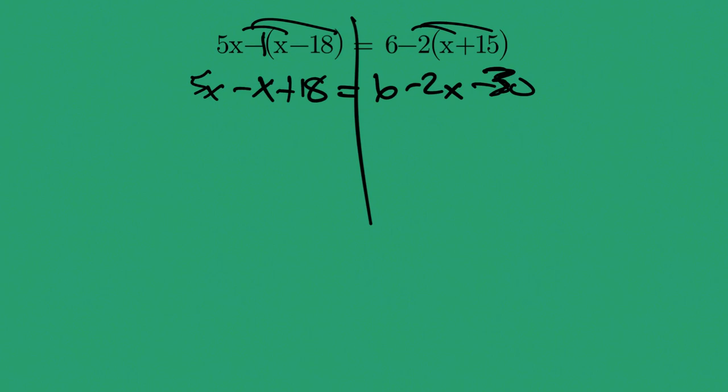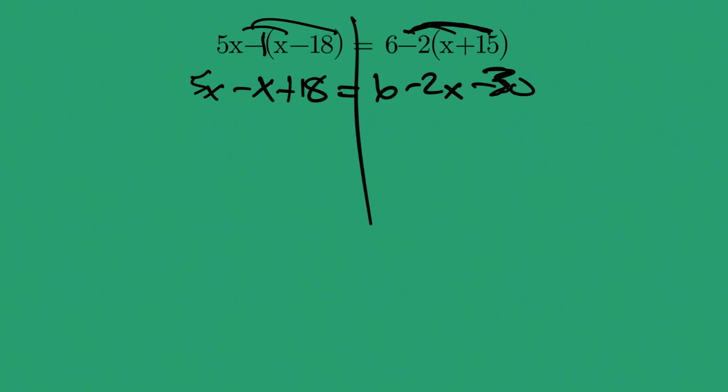The 30 came from the negative 2 getting multiplied all the way over to the positive 15. Negative 2 times positive 15 gave us that negative 30. That was the second part of that distribution. Negative 2 times x, negative 2x, negative 2 times 15, negative 30.